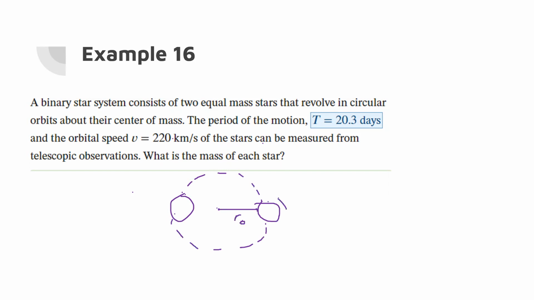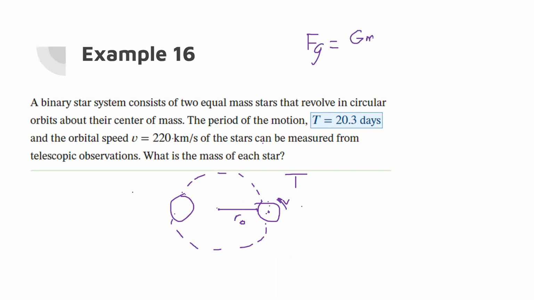They have some speed. We don't know what the radius is, but they have one. They're rotating about their center of mass. They're identical stars, and they have a period T. For this one, I'm going to look at just this star here. The only force acting on that star is the force of gravity, which is going to be equal to G.